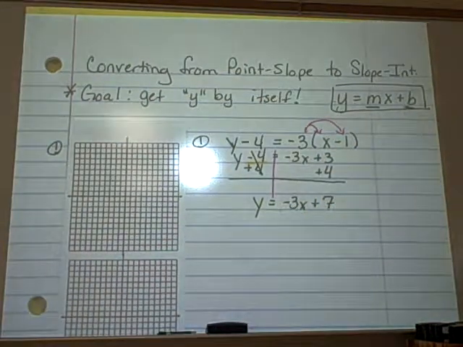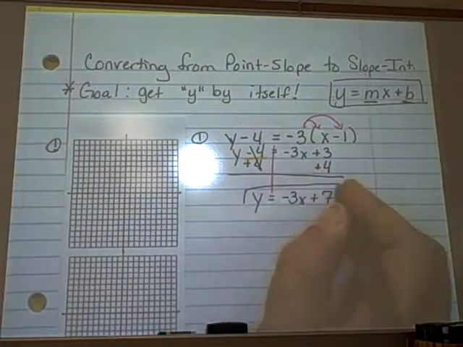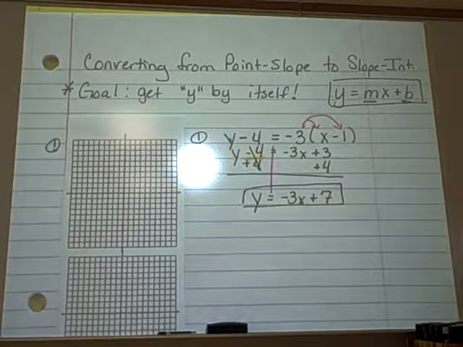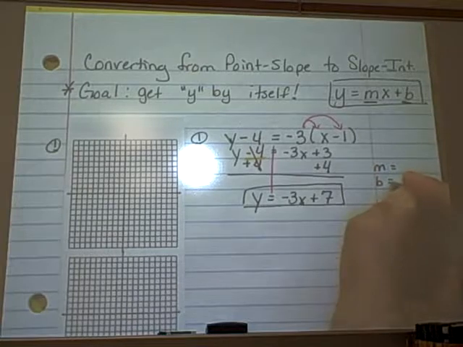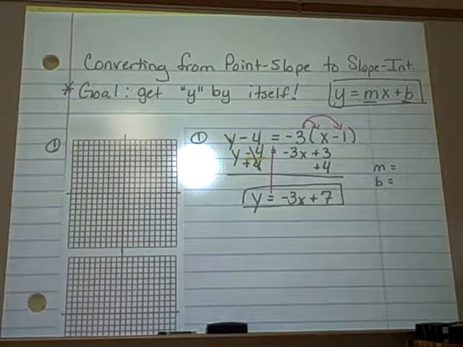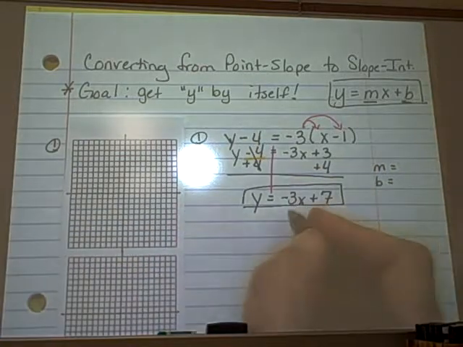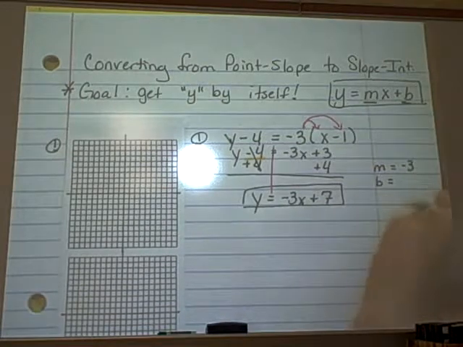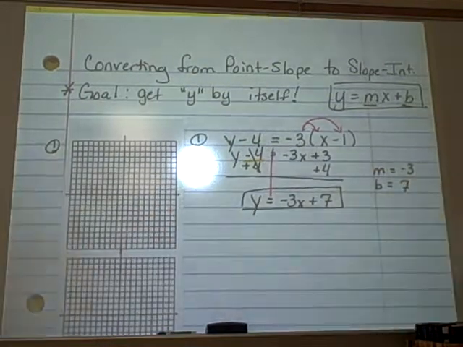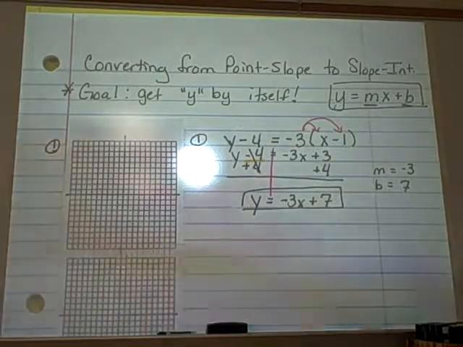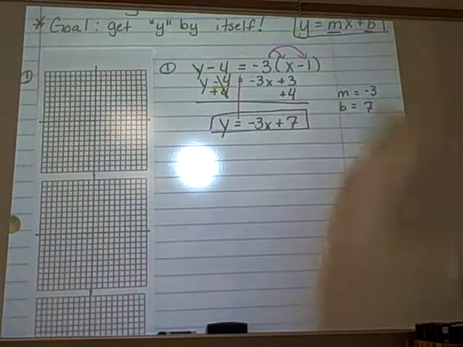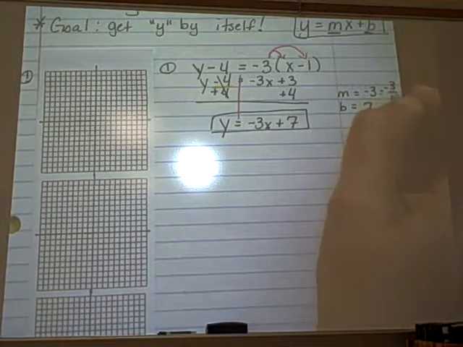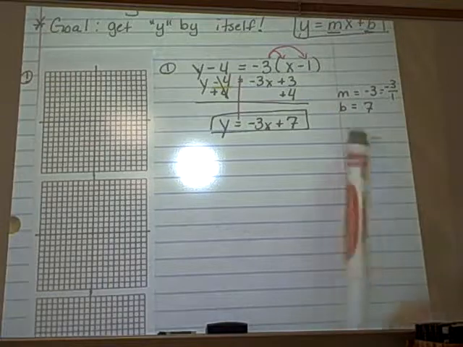Does that look like y equals mx plus b? Yeah, that's perfect. We switched point slope around to slope intercept now. Do I know what m is and b is now? Absolutely. M is the number in front of the x. B is the number out there by itself. And remember, if the number doesn't have a fraction, we just put it over 1. So this crosses at the positive 7.